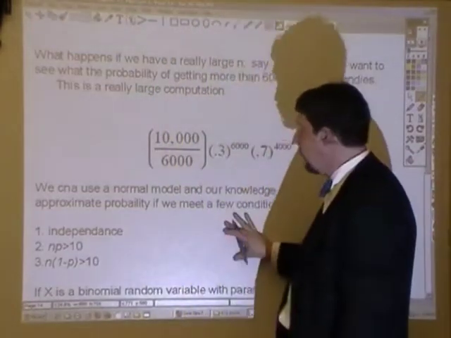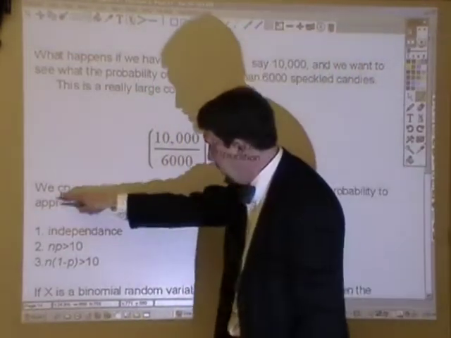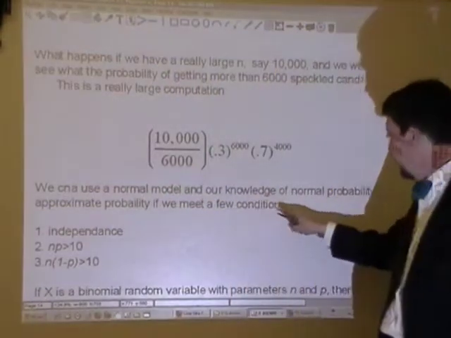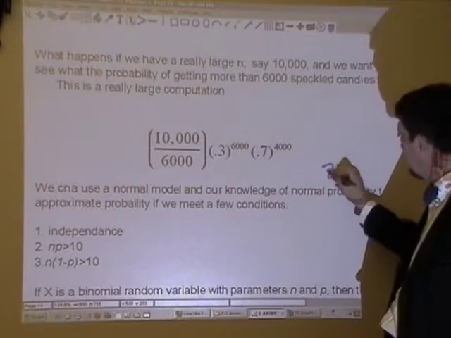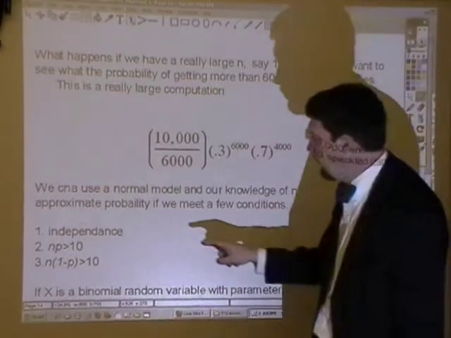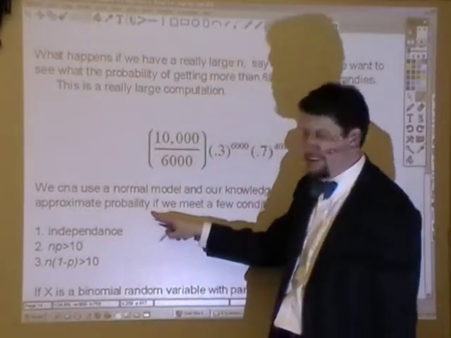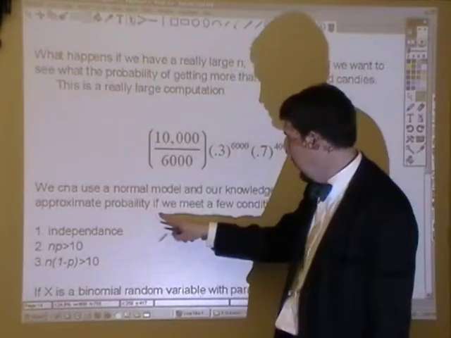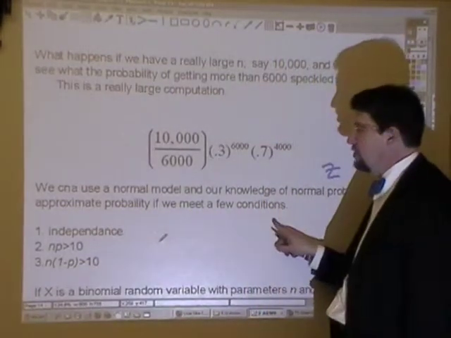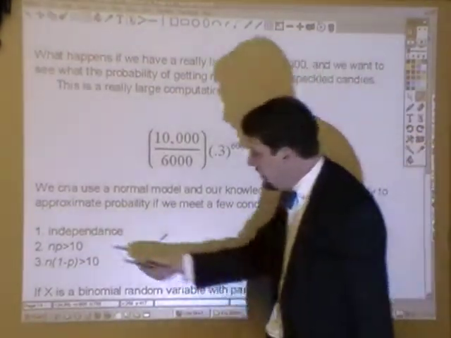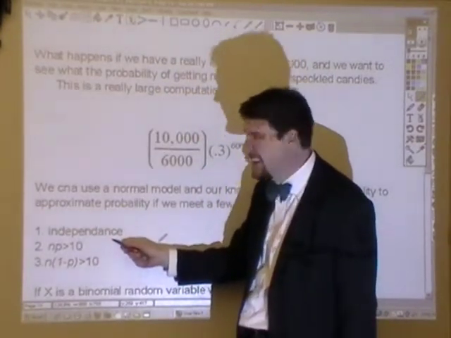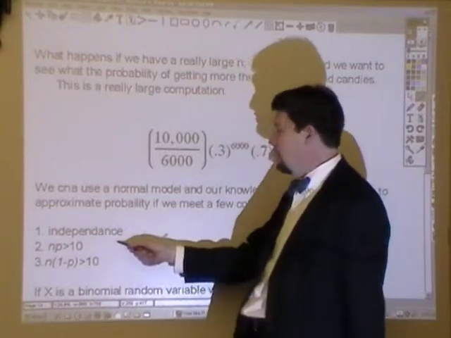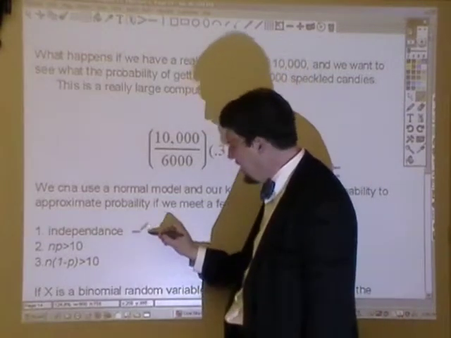Now, we're going to use a normal model, and we can use a normal model and our knowledge of normal probability. Normal probability means we're talking about Z to approximate probability, if we meet a few conditions. And these conditions are: independence, which means you dance by yourself, because I can't type. Okay, independence.